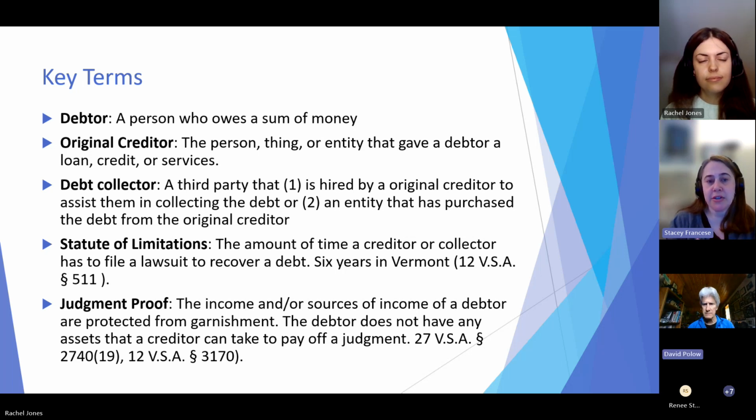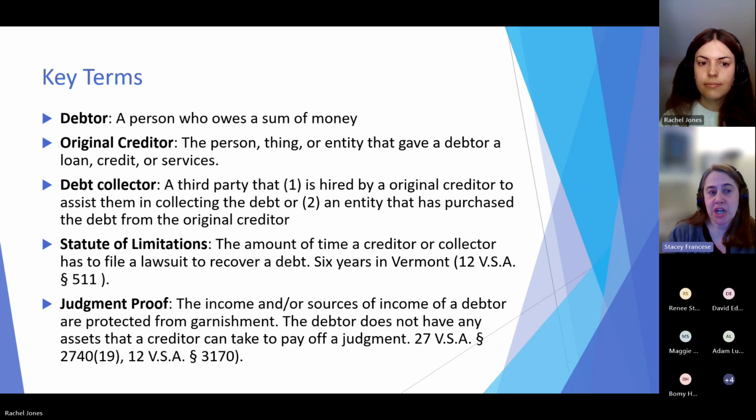Third-party debt collectors generally fall into two categories. One is they're hired by the original creditor to assist in collecting the debt, or they've purchased the debt from the original creditor and now they hold the title to the debt and they're collecting on their own. In Vermont, the statute of limitations to recover on a consumer debt is 6 years. And usually that's 6 years from the default or when the client stopped paying.